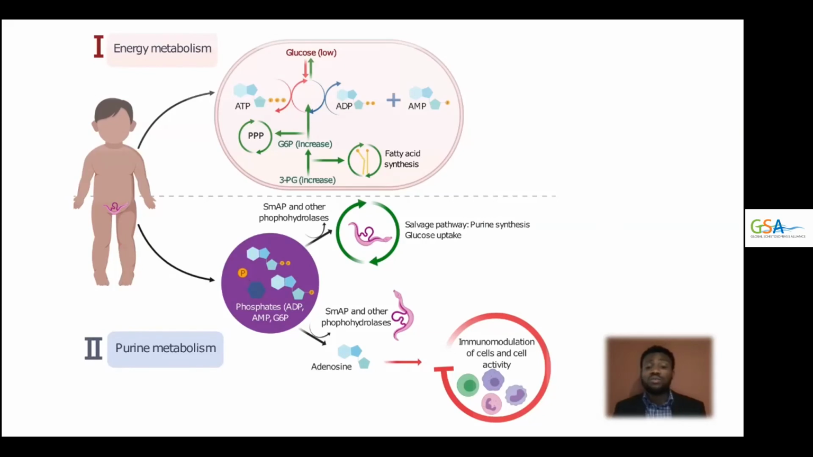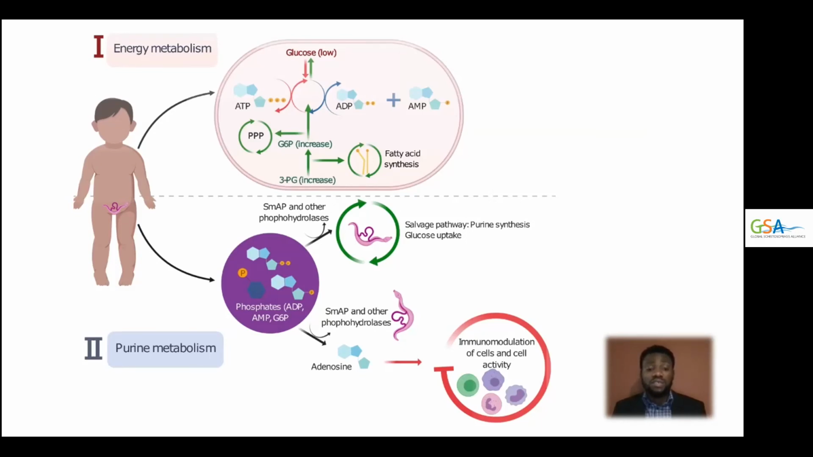With regards to purine metabolism, experimental studies also show that the schistosome worm lacks de novo synthesis of purines for its survival and uptake, and so it resorts to its endogenous alkaline phosphatases and other phosphohydrolysis to cleave phosphate molecules like ADP, AMP, and G6P to generate these purines.